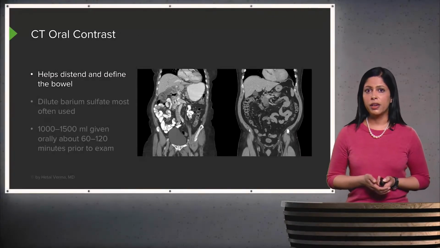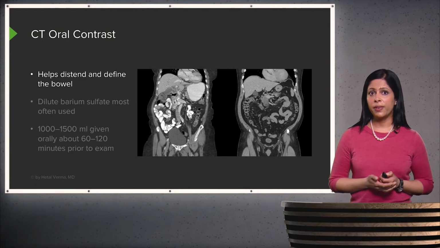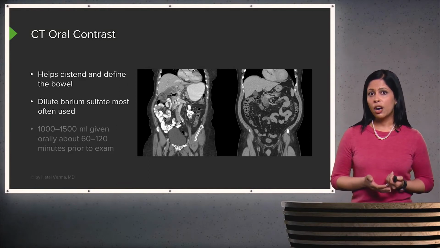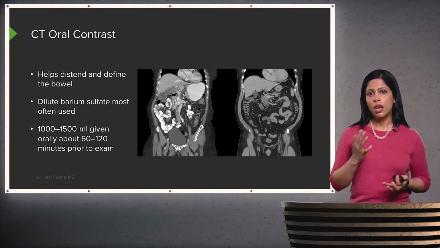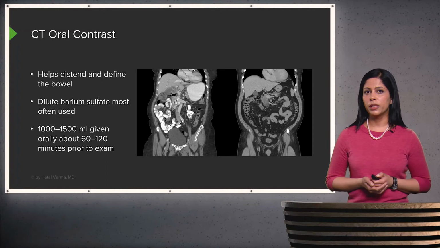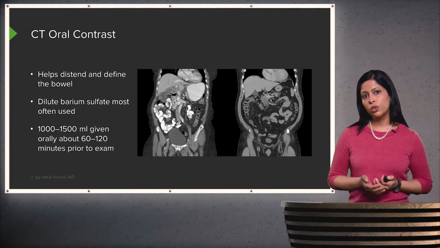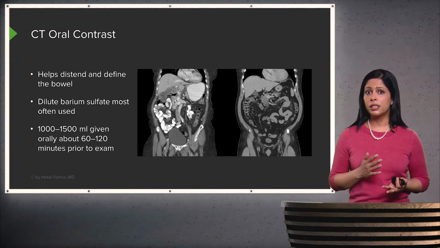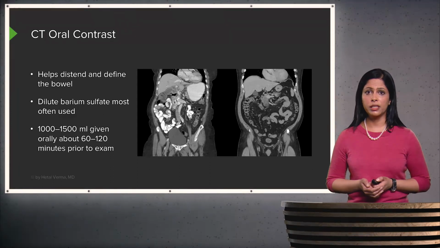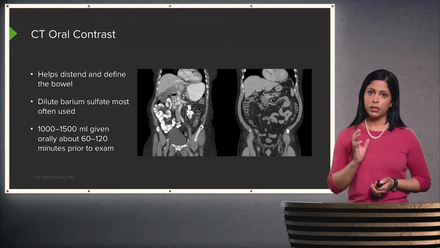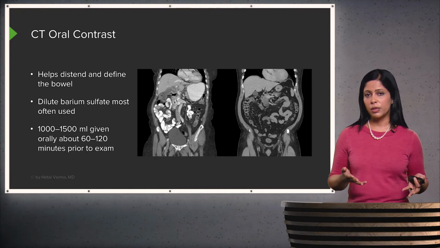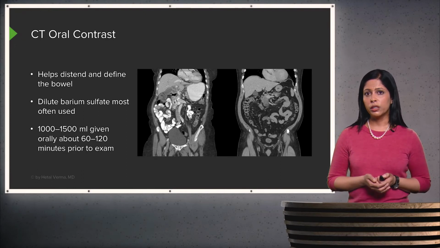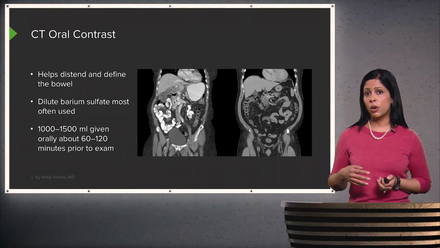Oral contrast is another way of performing a CT, and this actually helps distend and define the bowel. What's most commonly used is dilute barium sulfate, and the patient drinks this solution, approximately 1,000 to 1,500 milliliters of it, orally, and it's usually given about 60 to 120 minutes prior to the examination. So the patient drinks the solution, and then they wait for approximately 2 hours or so, and then the exam is performed. And this allows the oral solution to get down into the small and large bowel.